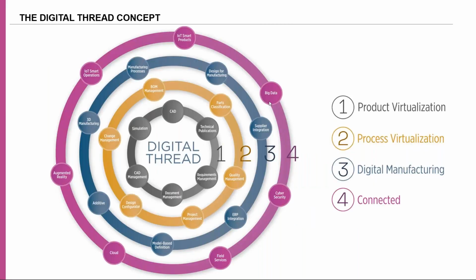The digital thread concept as a whole brings in the different areas of your company and basically stitches them together digitally. For example, the inner circle is the product virtualization. So you have your actual CAD software, simulation software, even the CAD data management piece of it, doc management, requirements, and any technical publications. All those things can connect to each other.